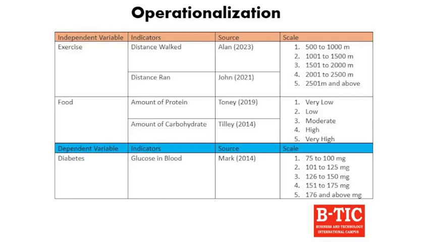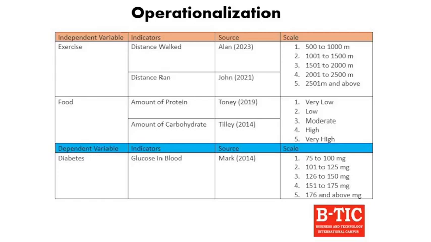Let's say if you develop an indicator, distance walked, to measure exercise, you have to have a source for this. Literature should confirm that the distance walked will measure the exercise that you have done. So we have to give the citation of all of those, and after that the scale. How are you going to measure the distance walked, distance ran? We have given the meter scale for it. And food, how are you going to measure very low, very high, which is the Likert scale. And finally, diabetes, we measure the glucose in your blood, that is in microgram or milligram scale.